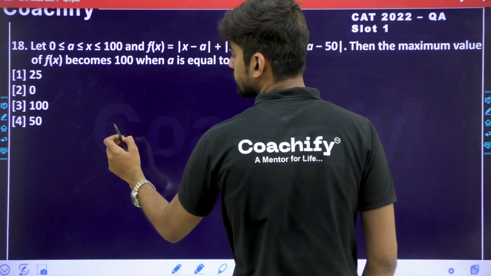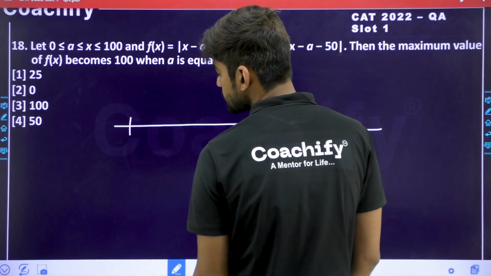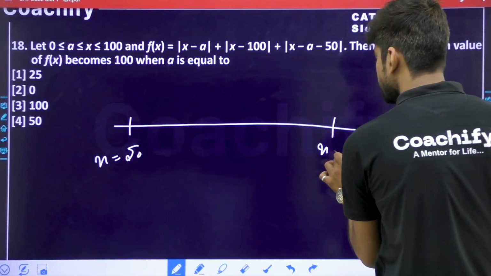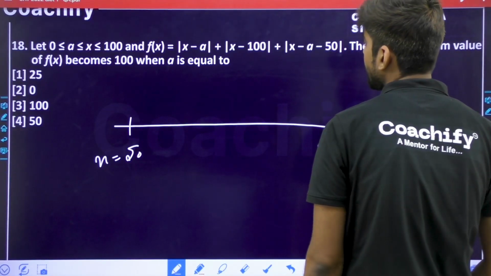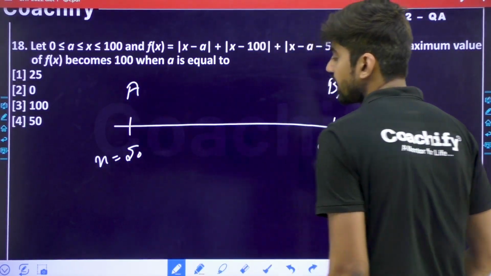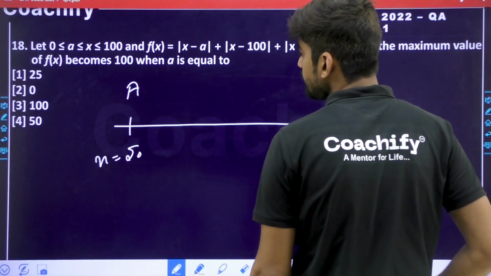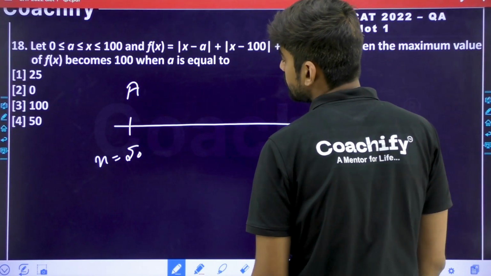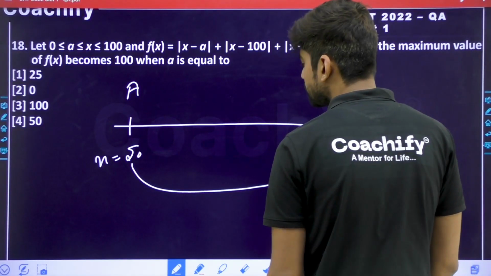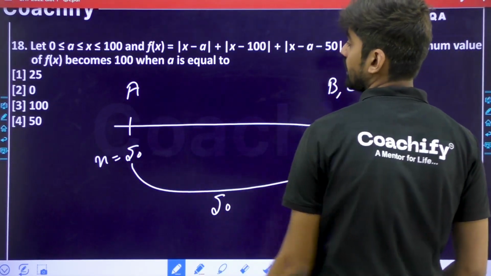Let's compare, let's say, the fourth option, which is 50. So if a is 50, then this point becomes x equals 50. This is x equals 100. And this will be again x equals 100. That means two friends are standing at x equals 100 and one is standing at x equals 50. Now I have to make them travel in such a way that the maximum value of the function becomes 100. That means the sum of distance traveled should be equal to 100. If this friend travels this distance and meets B and C here, this distance traveled should be equal to 50, which is not coming out as 100.